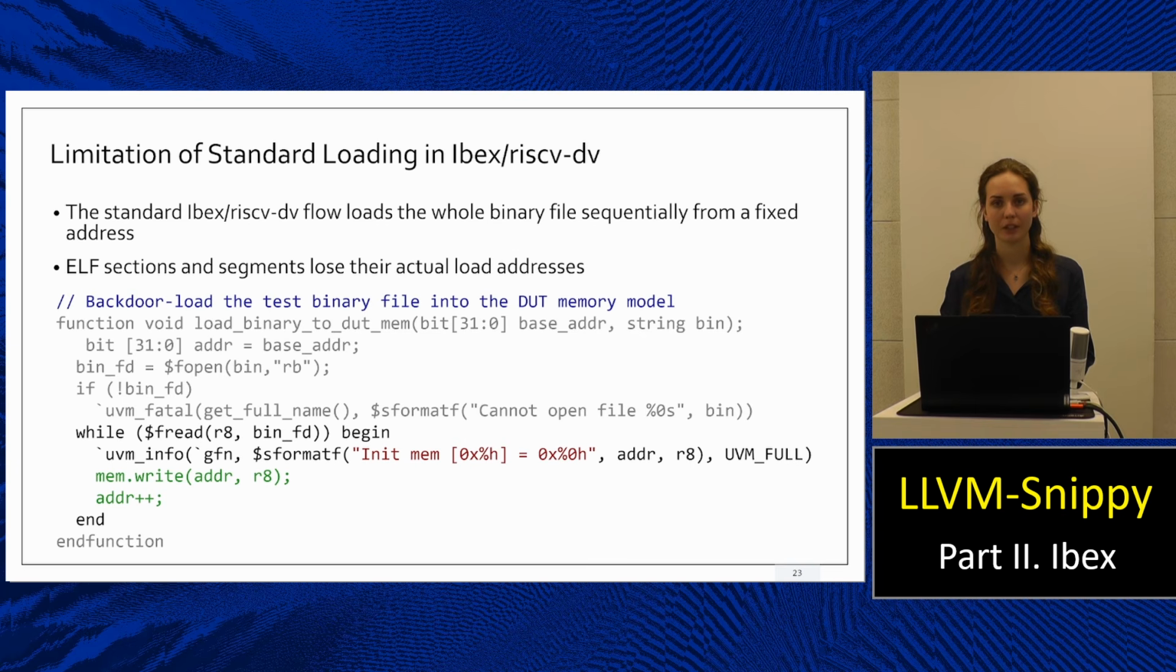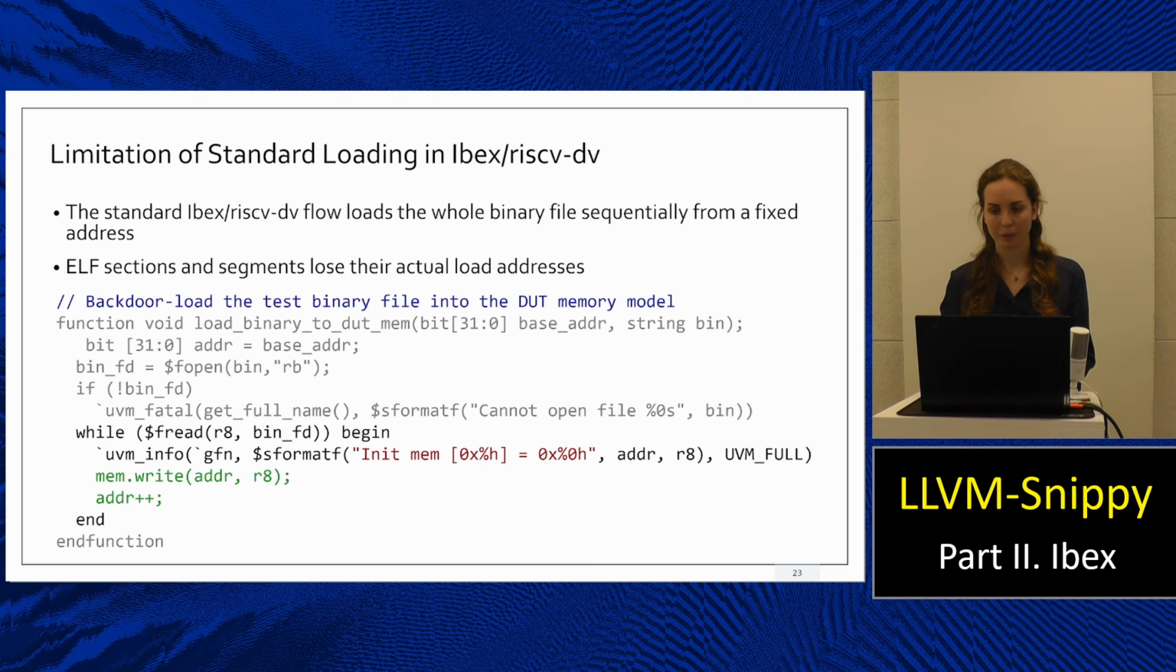So far we carefully assembled a combined ELF with the riscv-dv environment, LLVM-snippy code, data, and separate memory sections. But this image still needs to be loaded into the testbench memory. Here, a limitation of the standard riscv-dv flow becomes visible. The old loader simply took a binary file and wrote it into memory sequentially from a base address. In effect, the whole file was treated as a contiguous block of data.